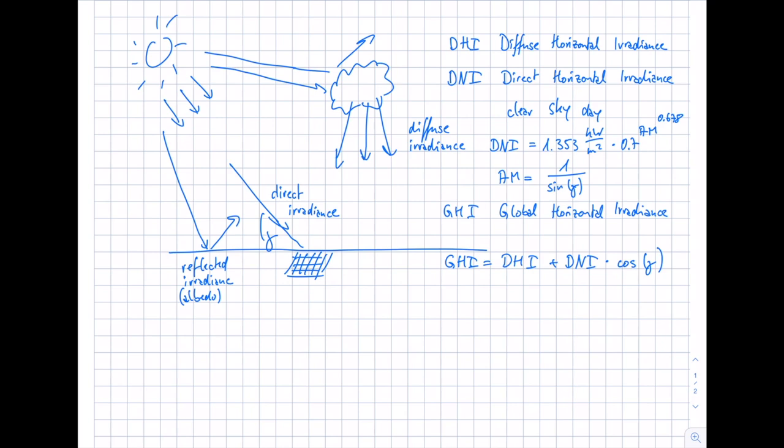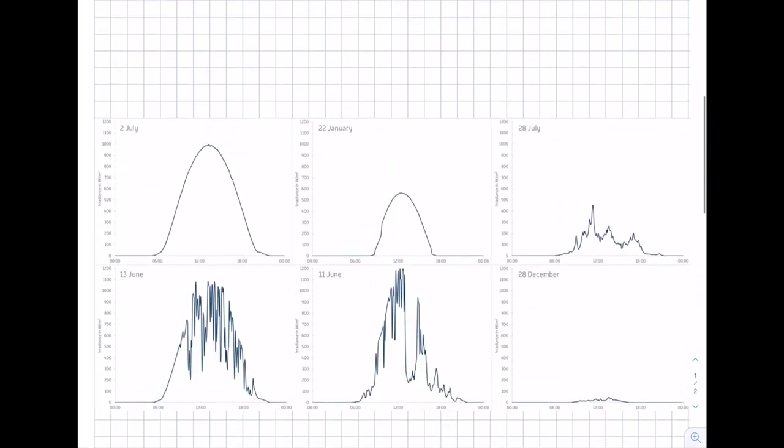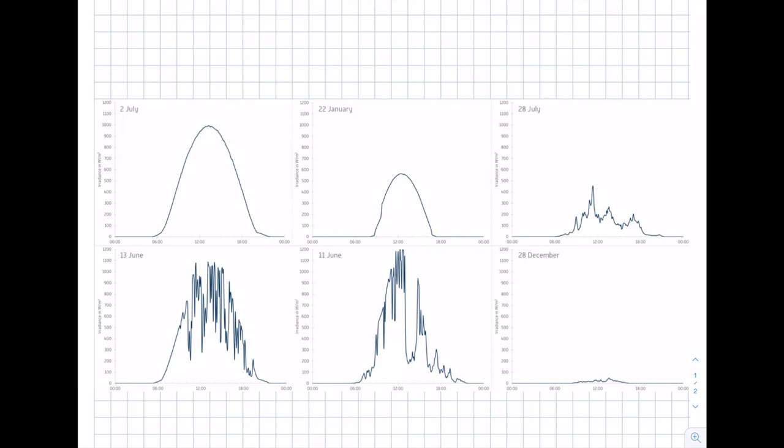Next, we want to have a look at the situation: how does the irradiance look under different weather conditions? What you can see here are six different situations on different dates. In this case, it's a PV system which has an orientation to the south, so 180 degrees, and the inclination angle is 30 degrees, so it's not horizontal, but inclined. Let's start with the first diagram on the 2nd of July, in the upper left-hand corner. You see it's a clear sky day. It's an increase of the irradiance in the morning after sunrise.